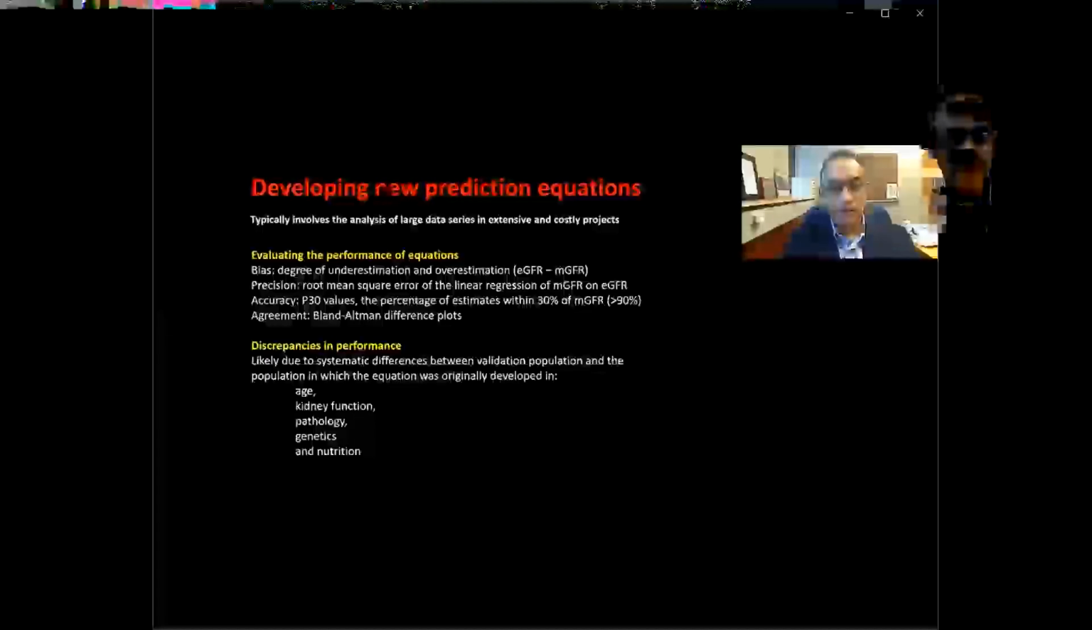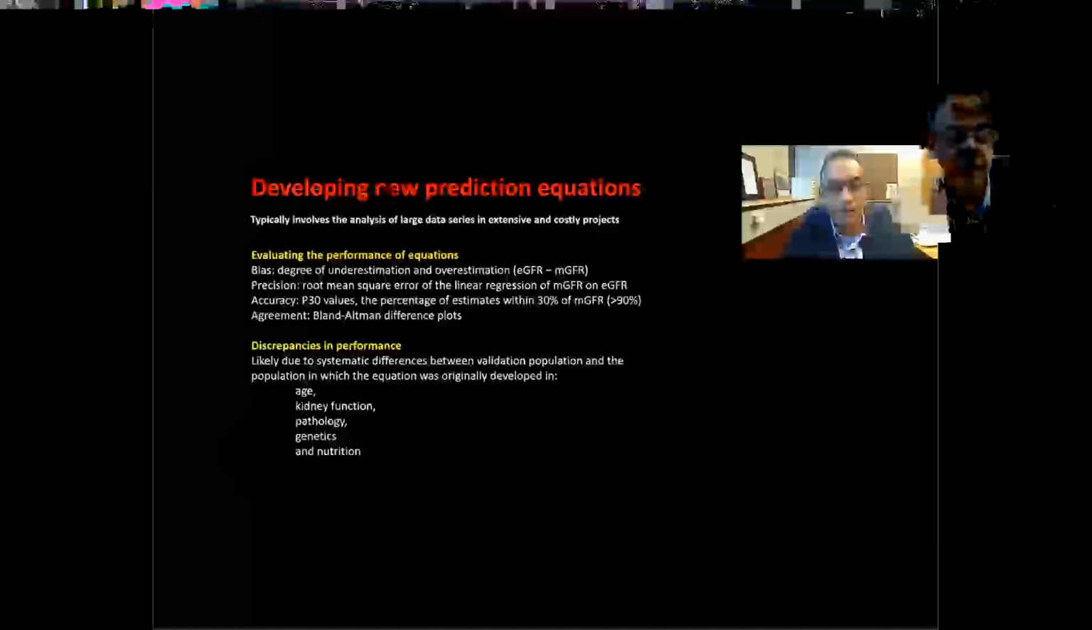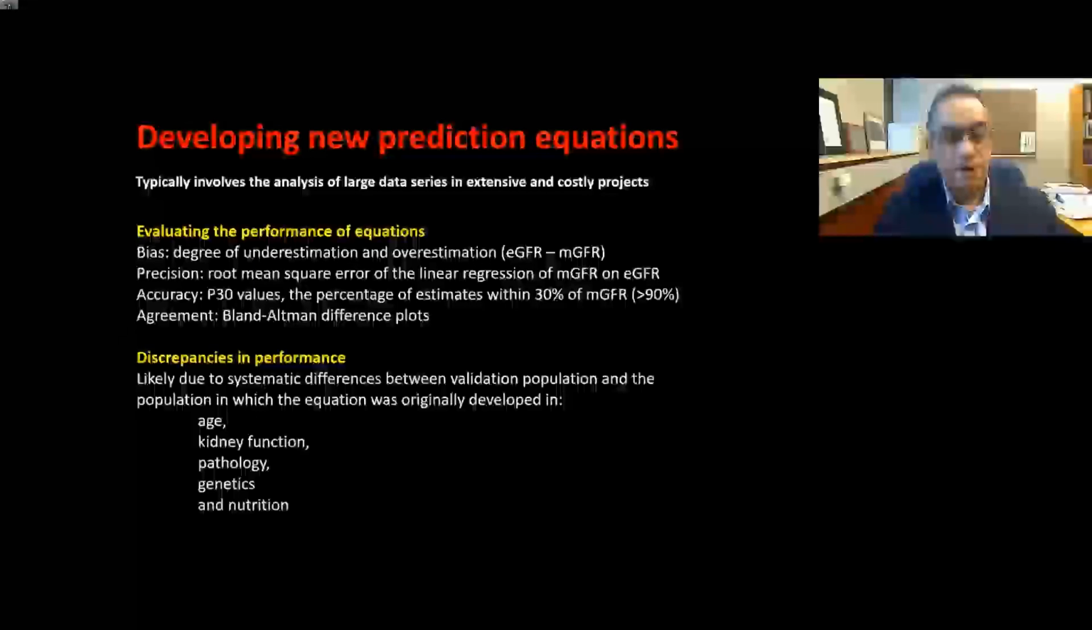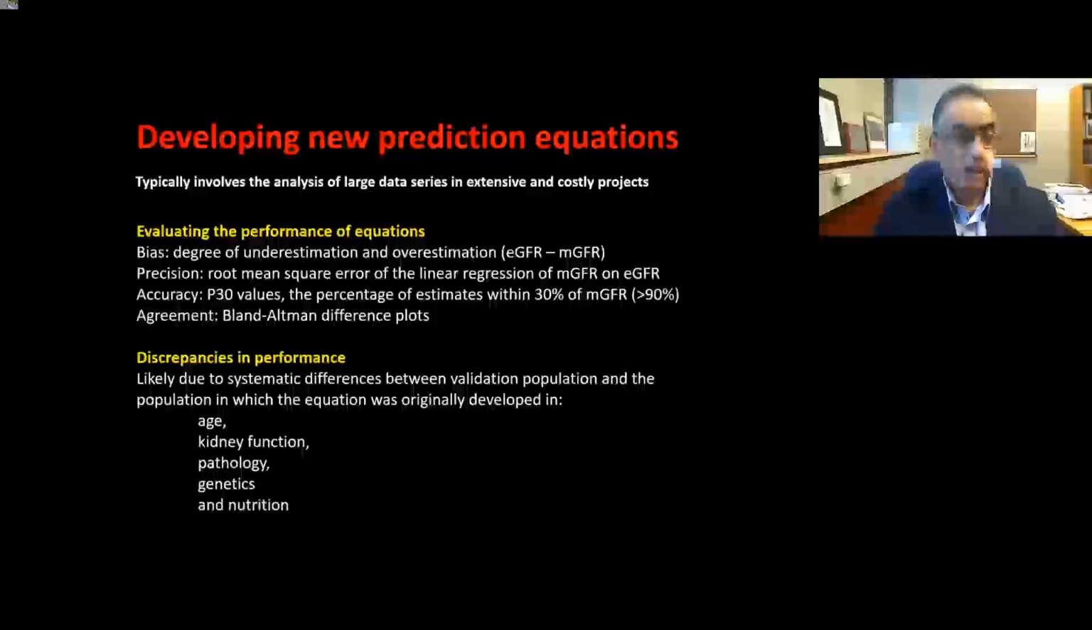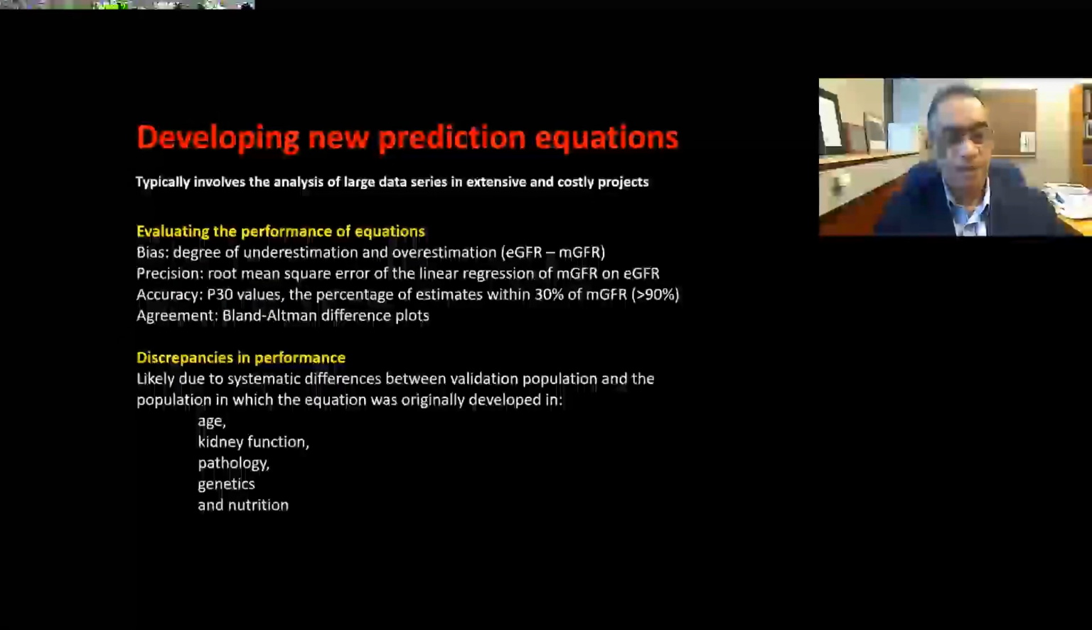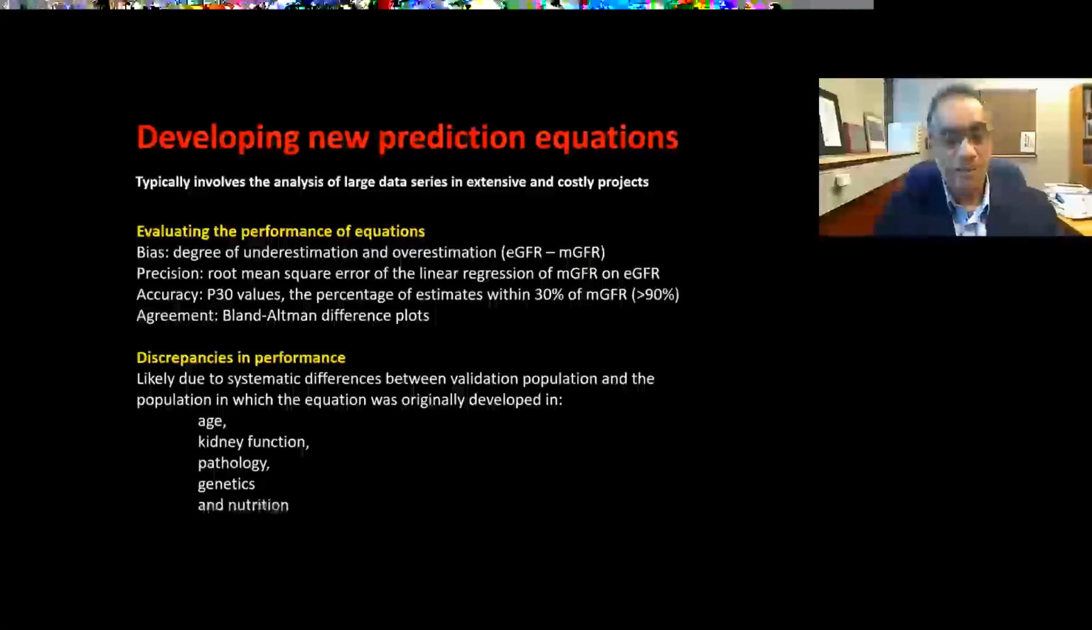Now, when we find differences in our populations, when we apply these equations, it may be that our population is different from that in which the equation was originally developed in terms of the age profile of the patients, the kidney function, the pathology, genetics, yes, and nutrition, and maybe other factors we've not even considered. So let's run through a few of the equations.